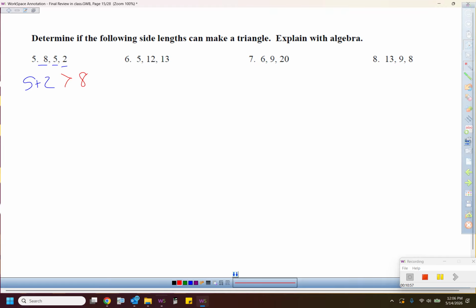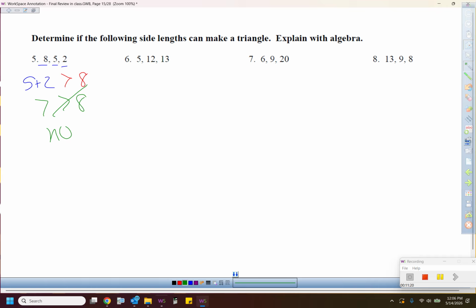You see how I used an algebra symbol of the greater than. I also asked you to prove this to me like I'm a kindergartner. So I don't want to have to read this. I want to clean it up. What is 5 plus 2? I can simplify that. What is 5 plus 2? 7 greater than 8. And now you ask yourself this, yes or no? Is 7 greater than 8? No, it is not. So the answer is no.